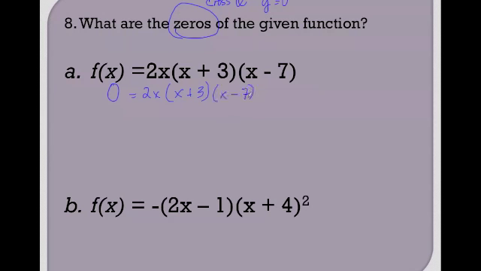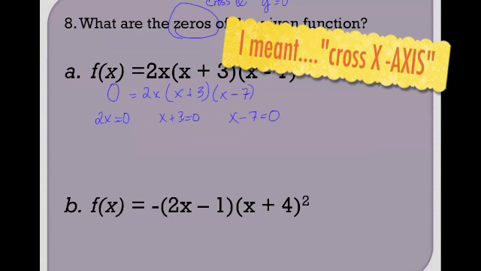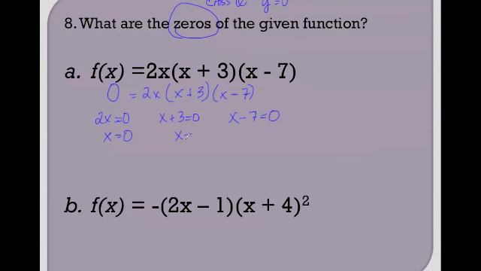So if the whole function equals 0 and we've got all these factors, then as long as one of the factors, either 2x equals 0, or x plus 3 equals 0, or x minus 7 equals 0, the function will cross the axis because it makes the whole thing equal 0. So divide by 2, so here x is 0, negative 3, and 7. So our zeros are 0, negative 3, and 7.